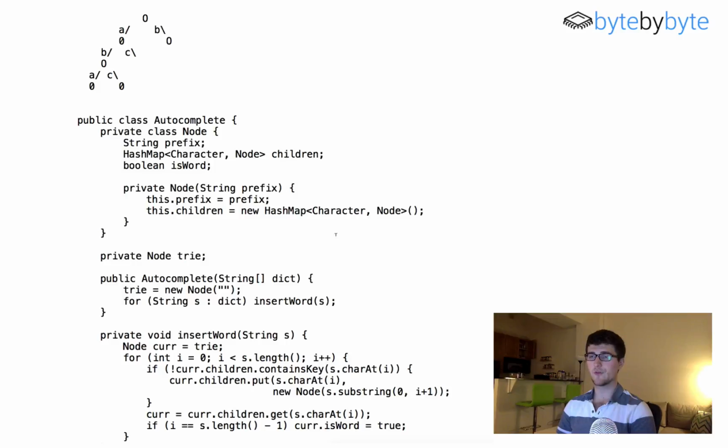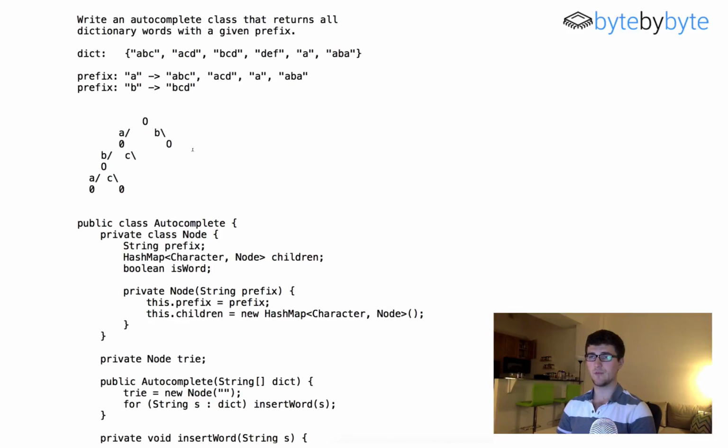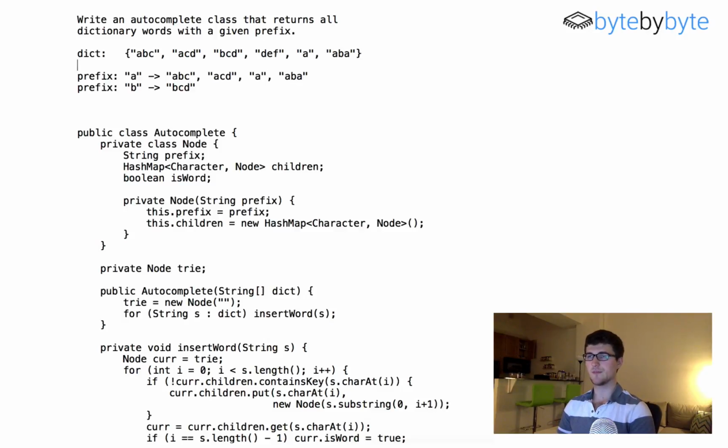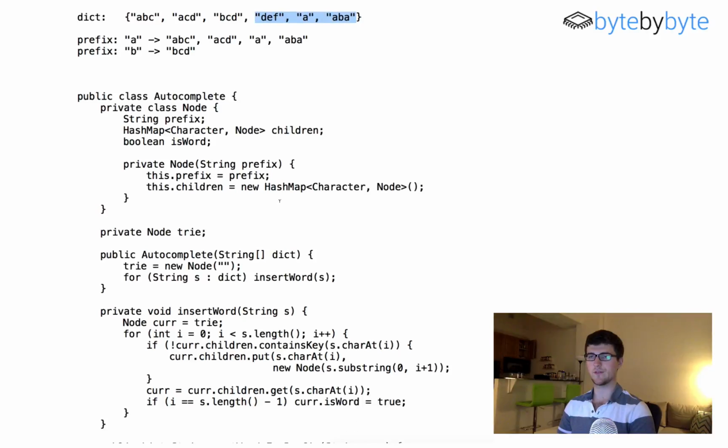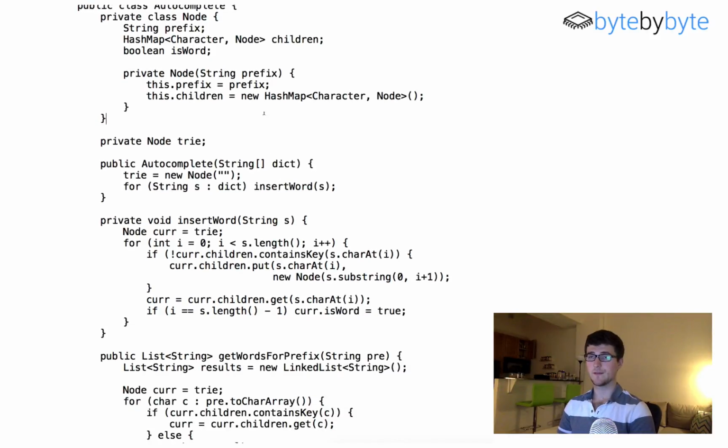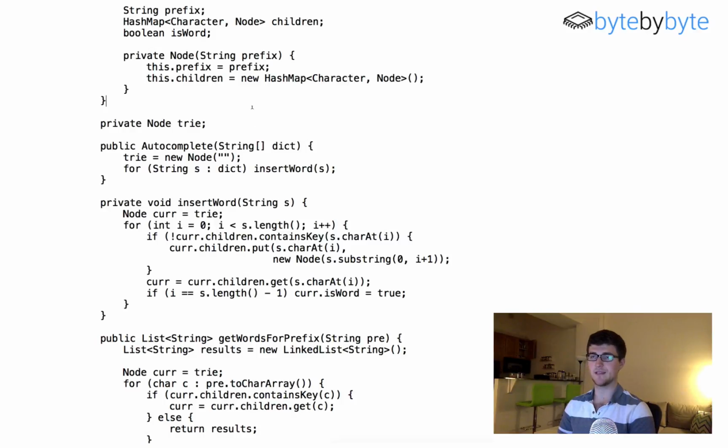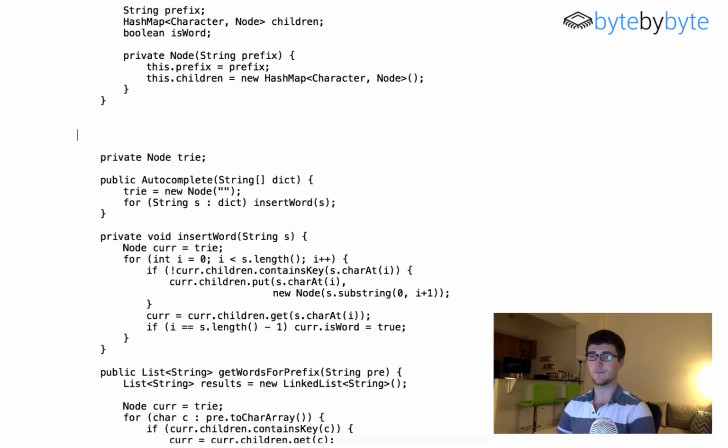So let's go through a very simple example. We will reduce this example down to something a little bit smaller. Let's just take these three words. So this will be our dictionary. We're going to go ahead and pass this into our autocomplete.